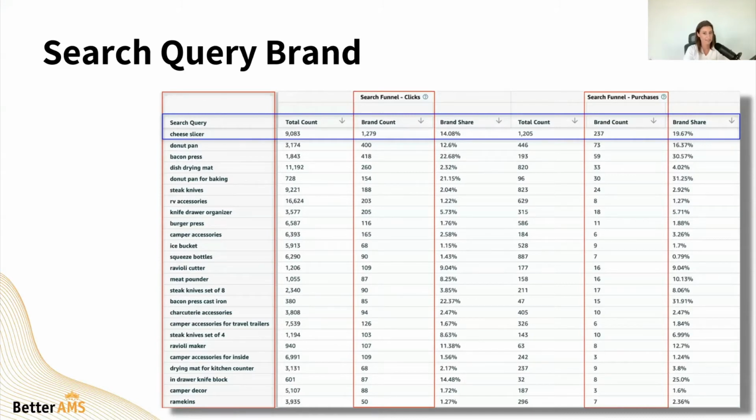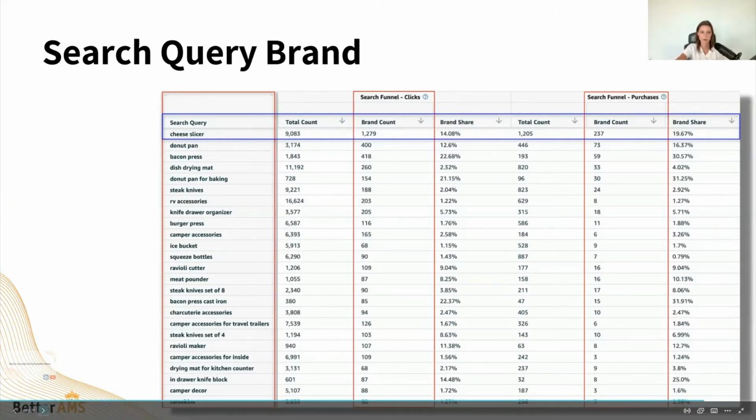So I can see cheese slicer 14% brand share now. Let's go in and absolutely up all of my bids, all of my budgets, dominate the category, and let's see if I grow my brand share. That's a really cool way. And if you're growing your brand share, it's an indicator you're going to be increasing your overall rank. So this is a really fun thing to look at.